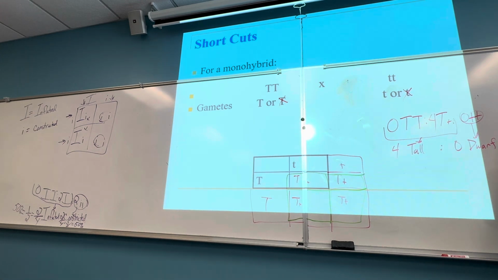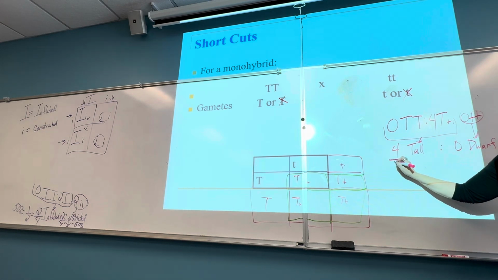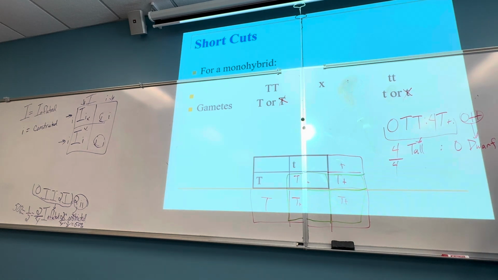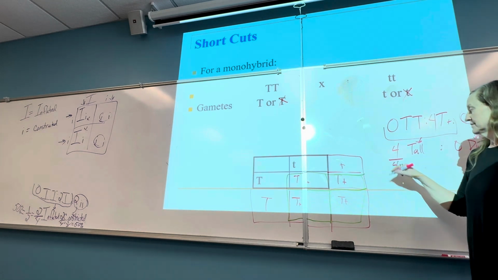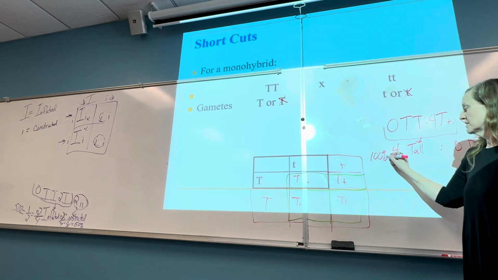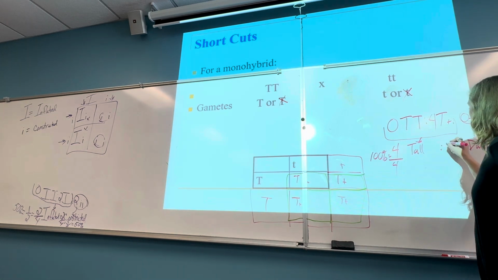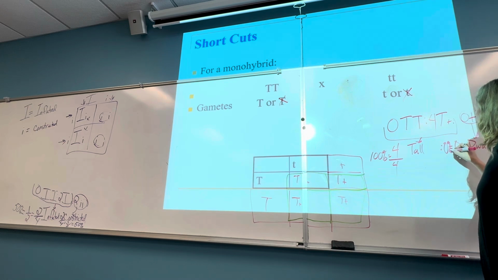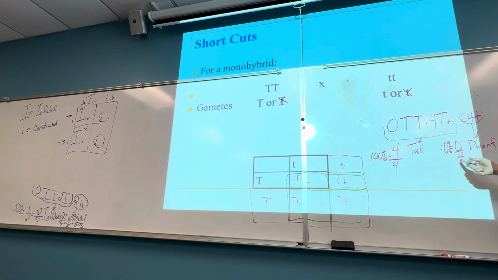Now, if we figure out our ratio percentage and we divide that 4 by 4 squares, 4 divided by 4, when we get a percentage, is 100%. Zero divided by 4 gives you 0%.